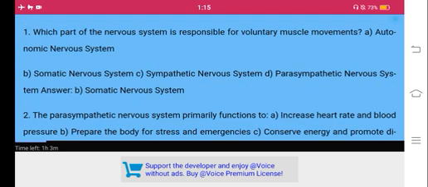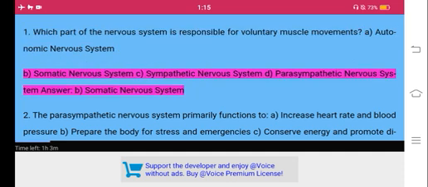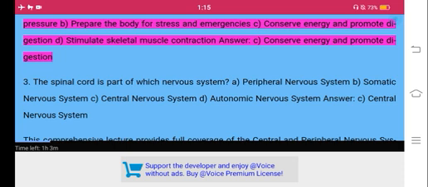Multiple choice questions, MCQs. 1. Which part of the nervous system is responsible for voluntary muscle movements? A. Autonomic nervous system. B. Somatic nervous system. C. Sympathetic nervous system. D. Parasympathetic nervous system. Answer. B. Somatic nervous system.